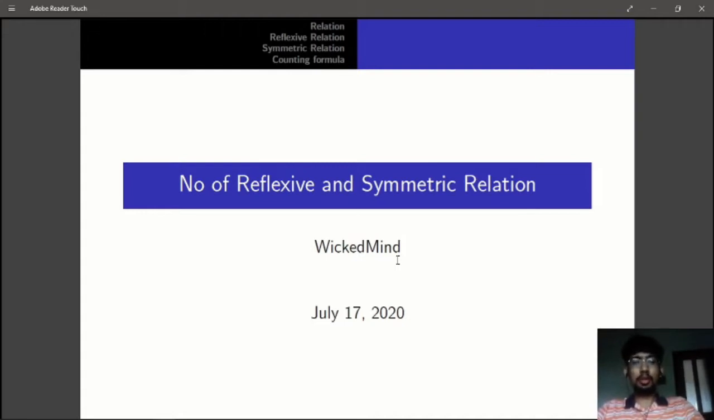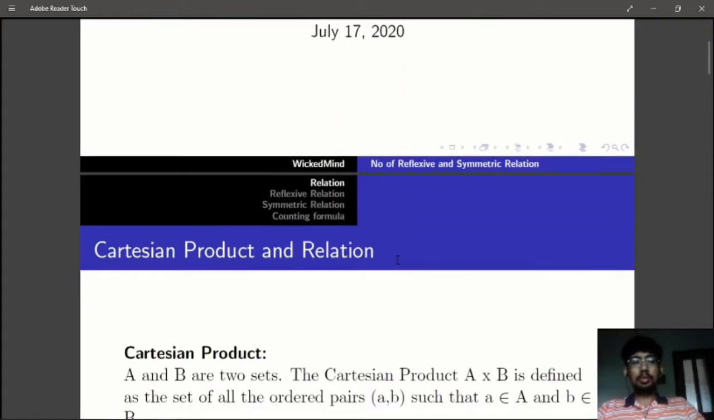So the topic is the number of reflexive and symmetric relations. The first thing that we will go through is Cartesian product and relation. What is a Cartesian product? It is basically a set operation. Suppose you are given two sets, so you can multiply them. If you multiply them, the resulting set will be known as the Cartesian product. Basically the elements will be ordered pairs, where the first element will be from the first set and the second element will be from the second set.